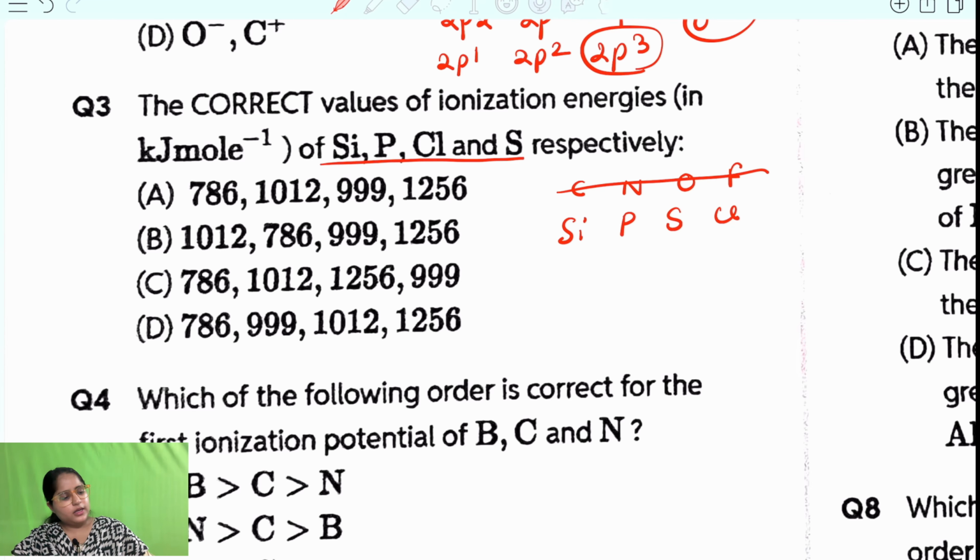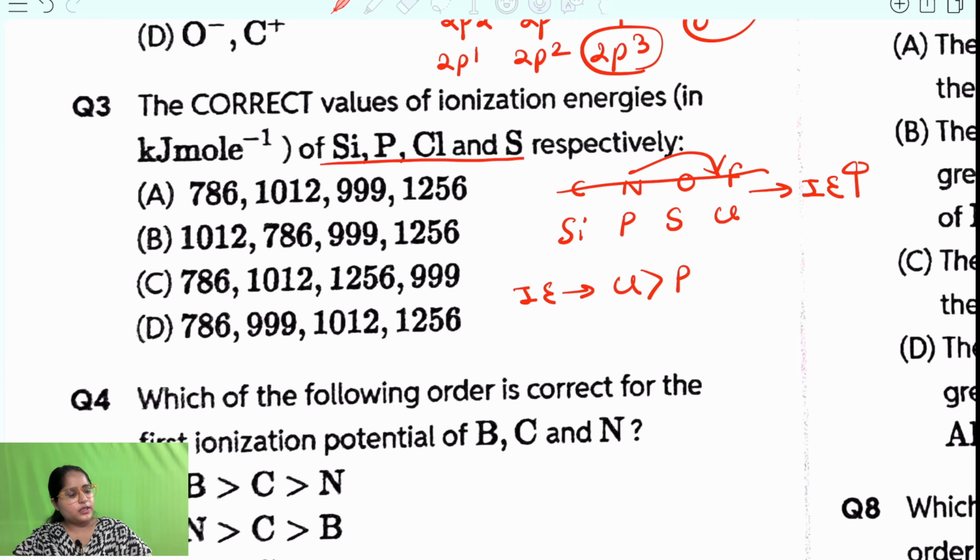We know that left to right our ionization energy will increase, and I have told you one trick. What is the trick? The nitrogen family will jump. So, if I am arranging ionization energy, then chlorine will come first, then phosphorus, after that sulfur, and after that silicon. This will be the order. So, they are talking about silicon, silicon will be the least.